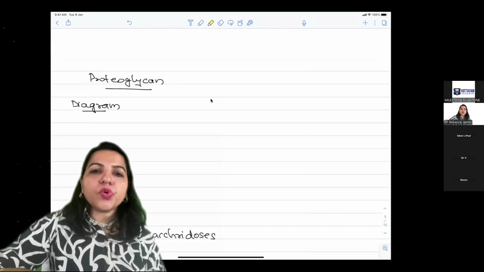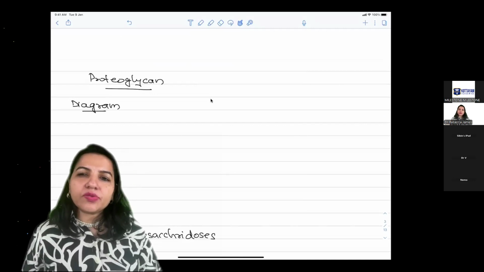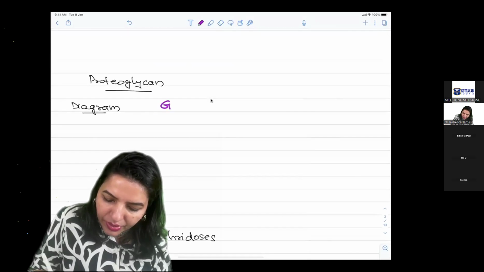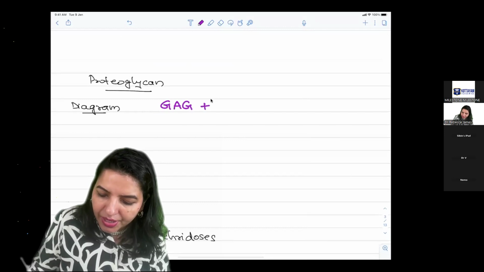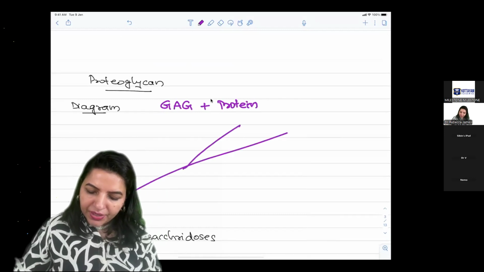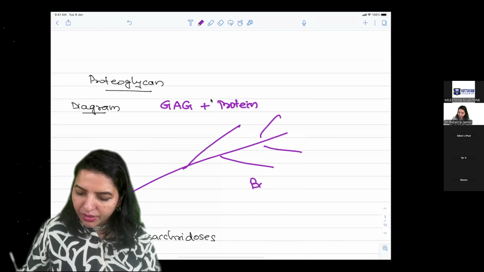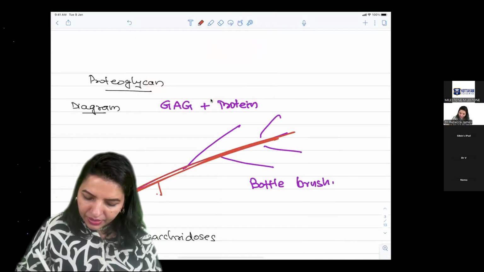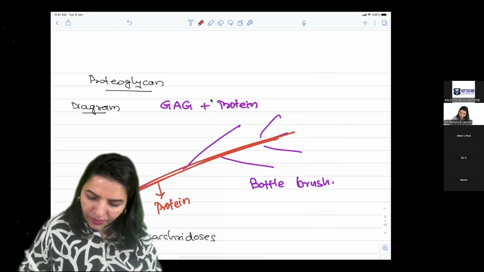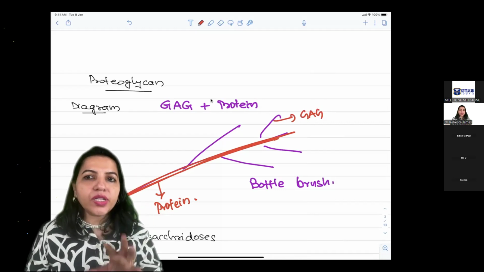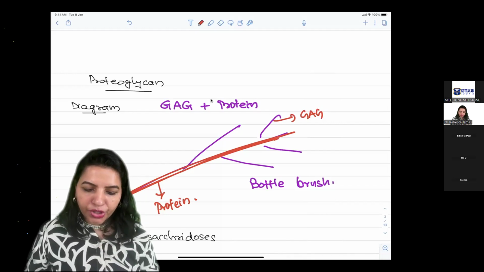Now we go to what is called proteoglycan. When you hear the name you feel that it is very difficult, but it is not like that. It is very easy. Proteoglycan means a glycosaminoglycan, which is a carbohydrate, combining with protein. So they have a bottle brush shape, where this stalk in the center is a protein, and here what you can see is the glycosaminoglycan. So glycosaminoglycan covalently attached to protein is called proteoglycan.